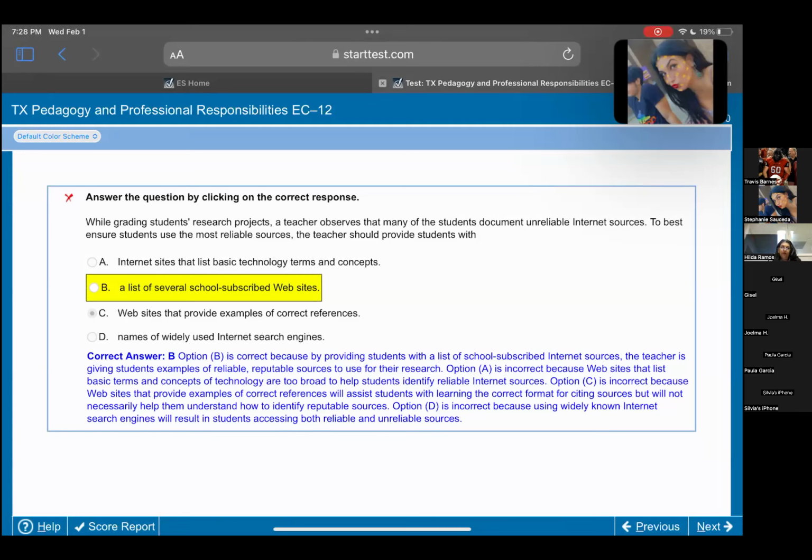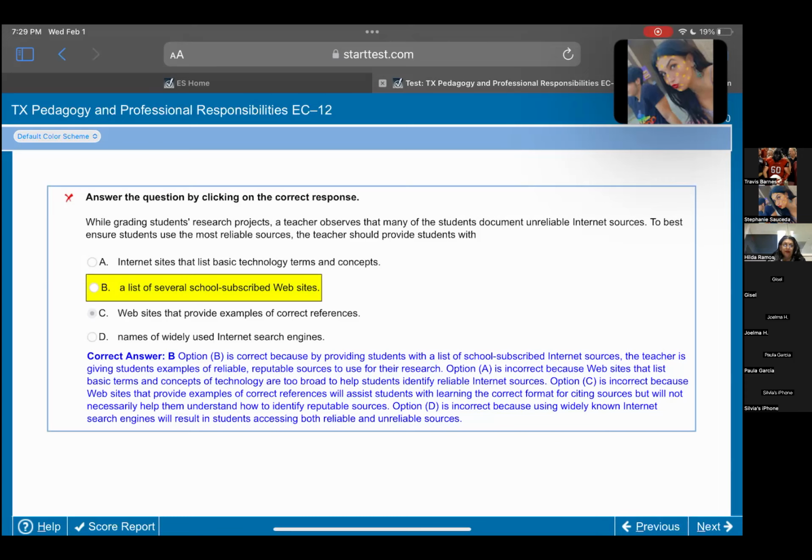B is correct because by providing students with a list of school subscribed internet sources, the teacher is giving students examples of reliable, reputable sources for use in their research. A is incorrect because websites that list basic terms and concepts of technology are too broad to help students identify reliable internet sources. That's a skill that even adults don't have right now. So that's not going to help them at all.